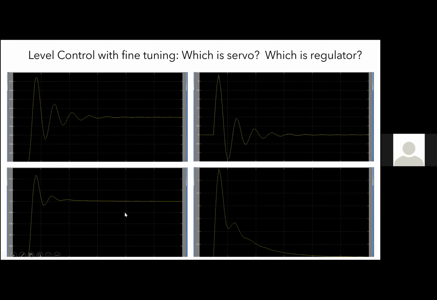Left. Left. Alright. The right is regulator. Huh? The right one is regulator, the left one is servo. Okay. Anybody else? Okay, thank you, Hafiza. Anybody else? Doctor, left one is servo, right one is regulator.